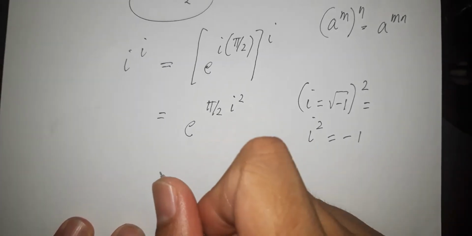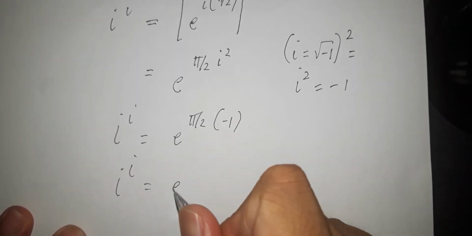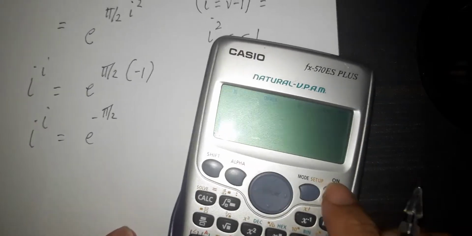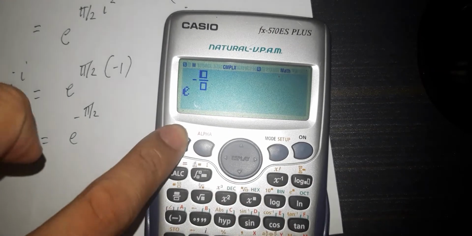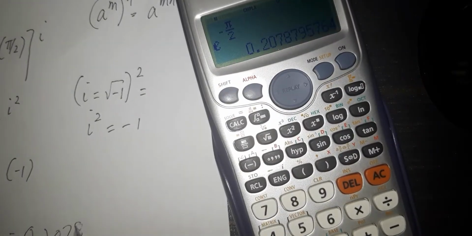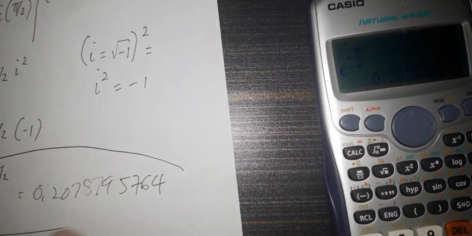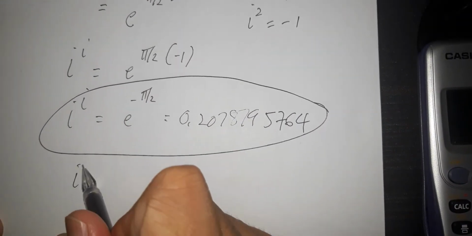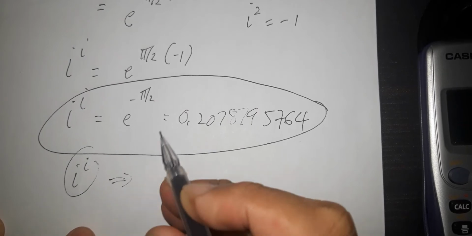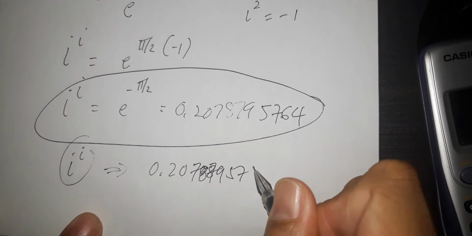Then since i squared is negative 1, then i raised to i is e raised to pi over 2 raised to negative 1, which is equivalent to i raised to i is equal to e raised to negative pi over 2. And e raised to negative pi over 2 is equal to 0.78795764. So notice na i raised to i, that's an imaginary number, raised to an imaginary number becomes a real number.